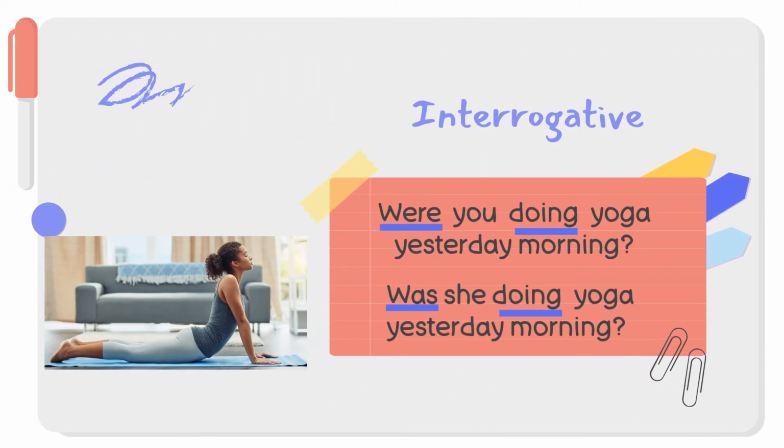Interrogative. To make questions, we have to use first the verb to be in the past, that is, was or were, plus subject, plus the verb with the ing. Were you doing yoga yesterday morning? Was she doing yoga yesterday morning?